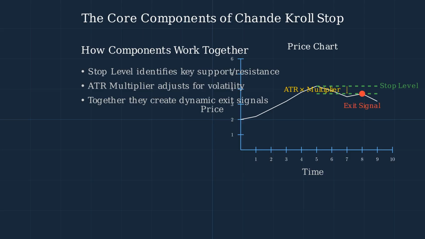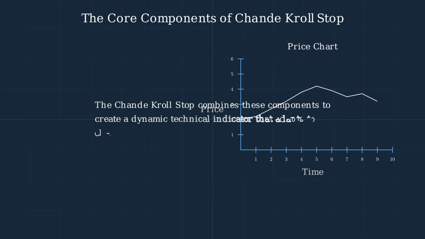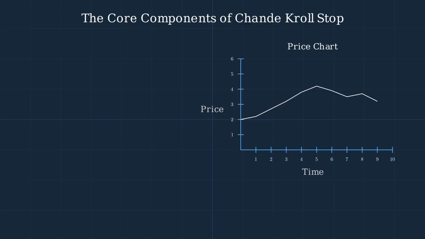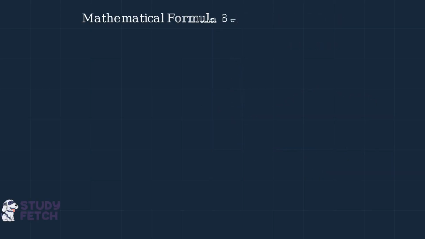When price crosses below the Chande Kroll Stop level, it generates an exit signal, indicating a potential trend reversal. In summary, the Chande Kroll Stop combines these two components to create a dynamic technical indicator that adapts to changing market conditions and volatility.